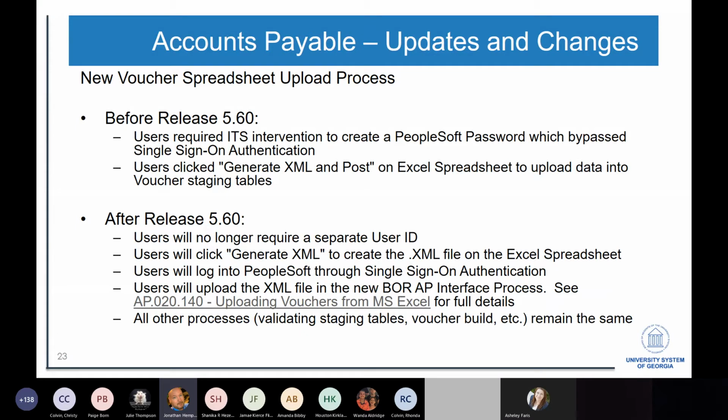We have updated the uploading vouchers from the Excel spreadsheet process. That is actually on our website now. There's a link there to the AP page when you come back to these slides. But yes, that process has been uploaded, and it's a very simple page in the BOR AP interface page. You add attachment, which will be your XML file, and then you submit it for processing.